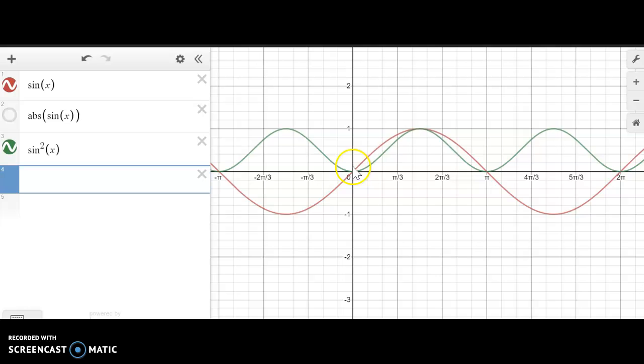It has a height of 0. Whereas this thing oscillates around a half, right? The green one oscillates around a half. And it starts down below. So what that means is that this thing has to be a cosine graph.